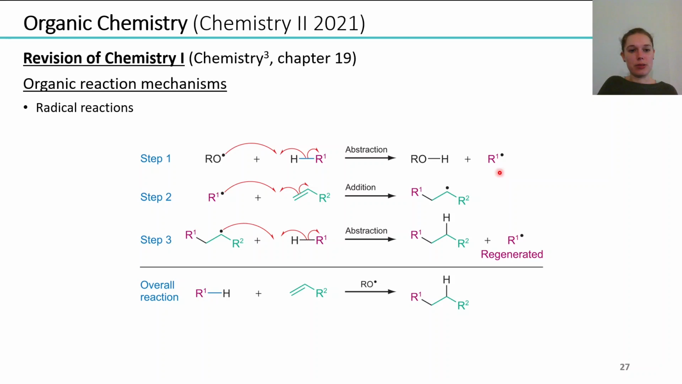And then in the third step, the so-called radical abstraction step, we will, again similar to the first step, extract a hydrogen atom from a non-radical reactant, and then we will end up with an alkane and the regenerated first radical. Overall, the total reaction mechanism is the sum of all these single steps, and to summarize, we add an alkene to an alkane. And in general, whenever we have radicals in the system, we know that radicals have a very high reactivity in organic chemistry.